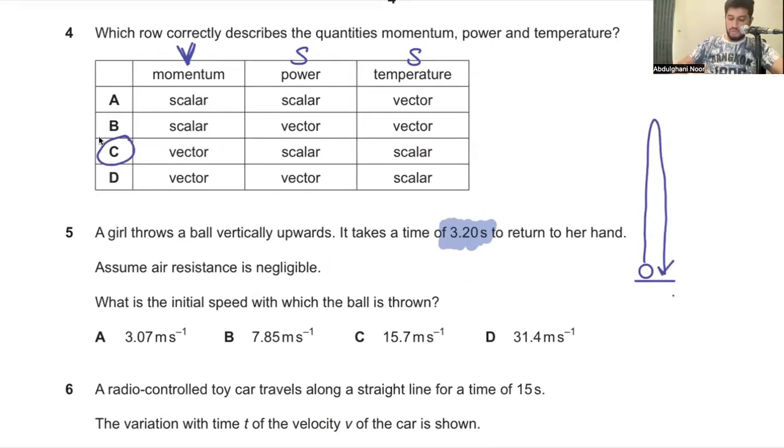We will use the equation. We have three equations of motion. v is equal to u plus at. v squared is equal to u squared plus 2as, and s is equal to ut plus half at squared.